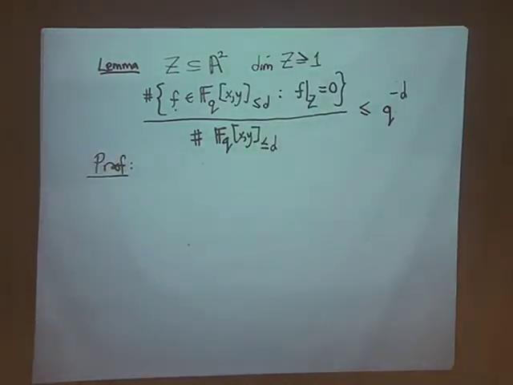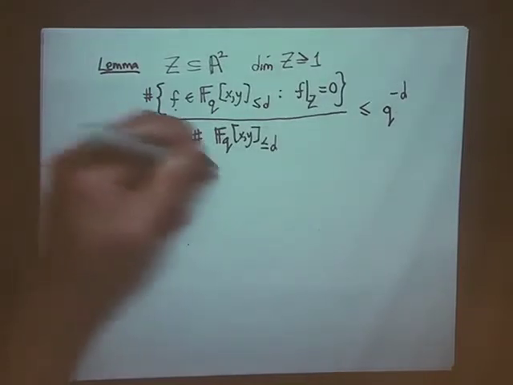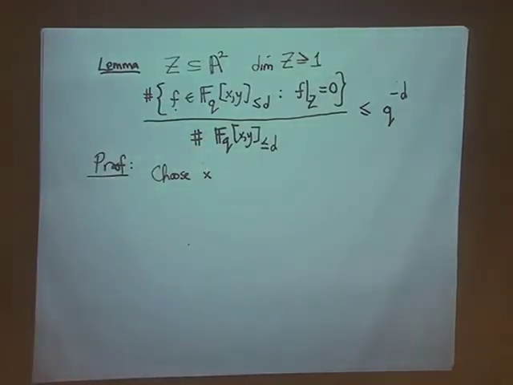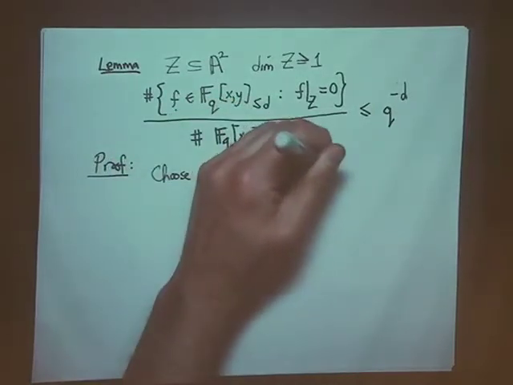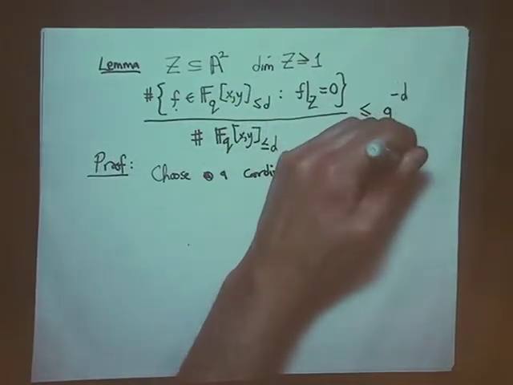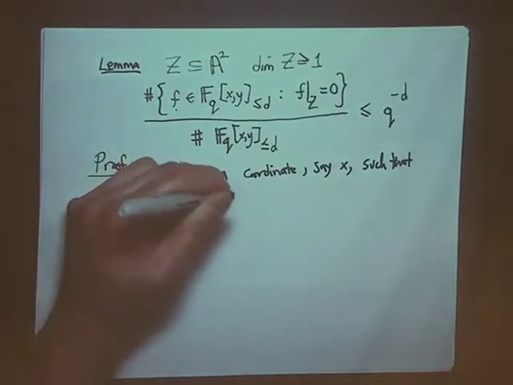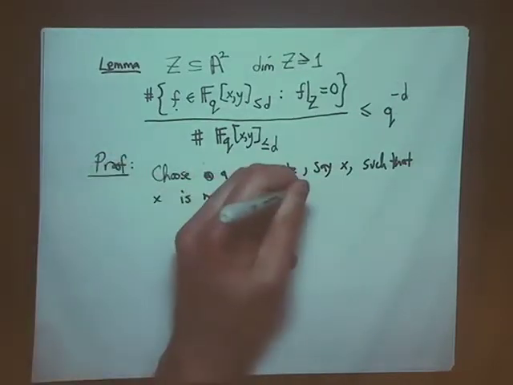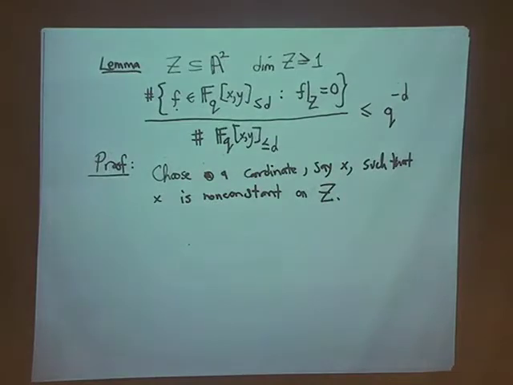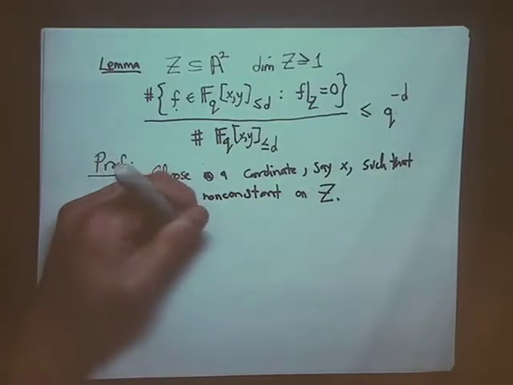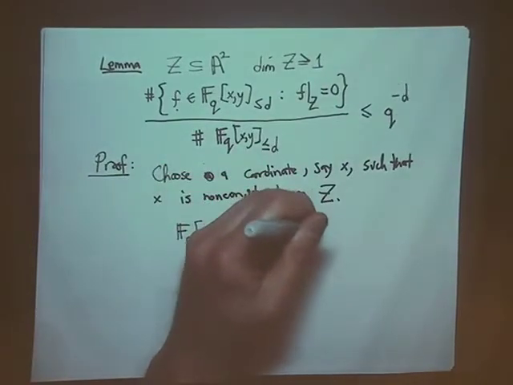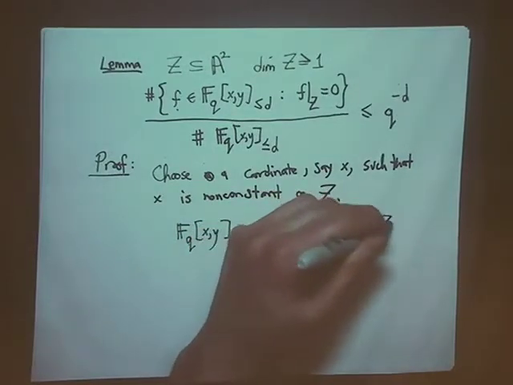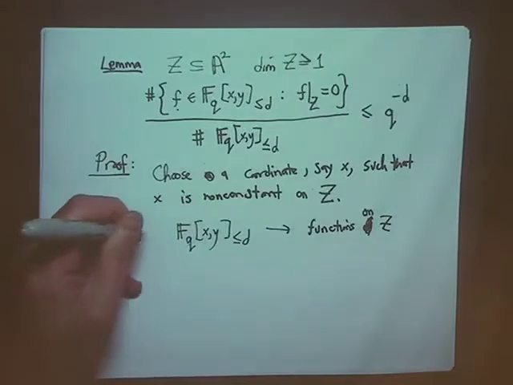It's going to be a question of linear algebra. So you choose a coordinate, either x or y. So let's say one of the two coordinates of A2, say x, such that x is non-constant on the variety Z. And now let's look at the map that takes polynomials of degree d to their restrictions, to the functions on Z. And so we're trying to bound the size of the kernel.